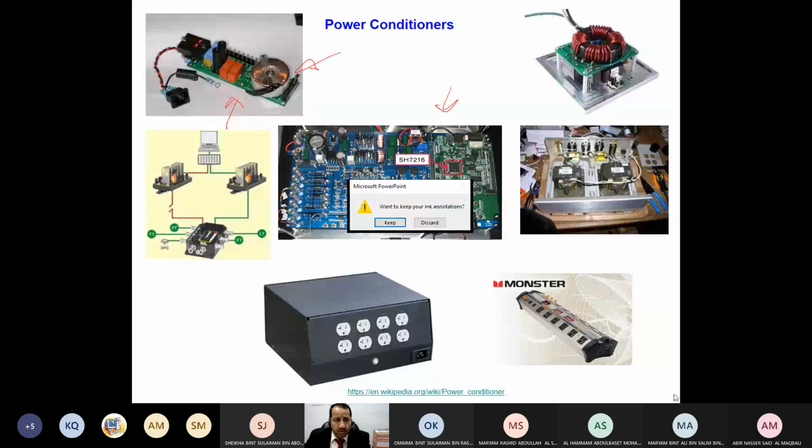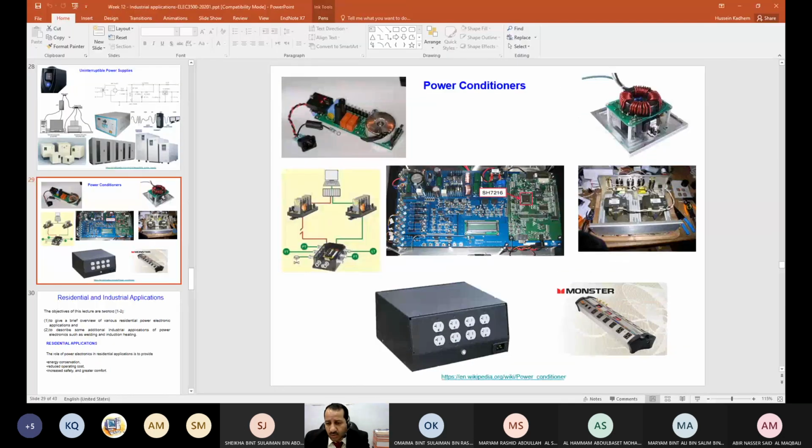I will stop here to continue next session with more applications of our power electronic converters.